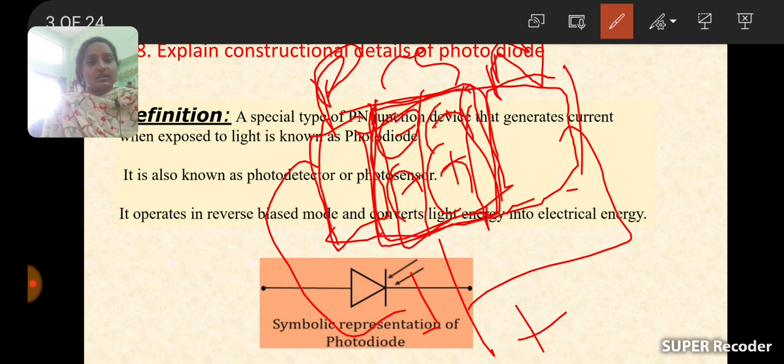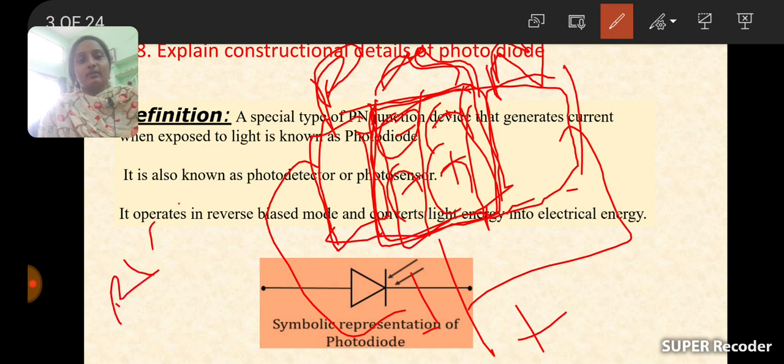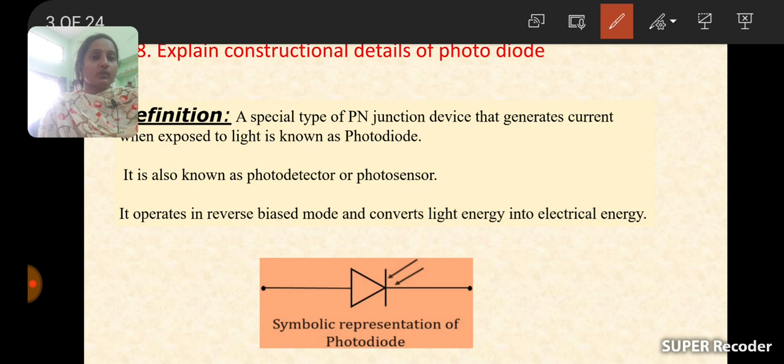Variable capacitance means that here this width may be increased or decreased depending upon the reverse bias voltage. By increasing the reverse bias voltage, the width is increased. By decreasing it, the width is decreased. In this way, the width increases as well as decreases with the voltage, so that it acts like a variable capacitor. Coming to the next one, in our last class we also discussed UJT, the uni-junction transistor.